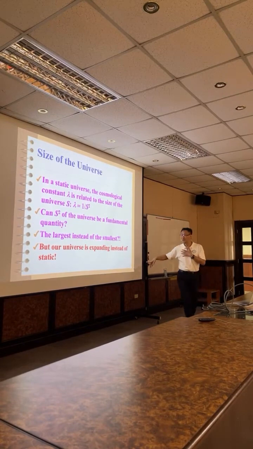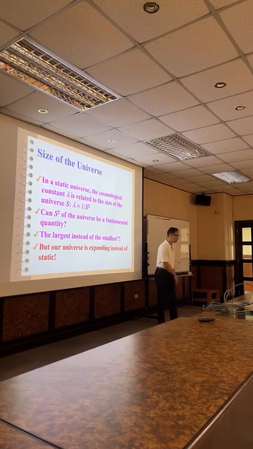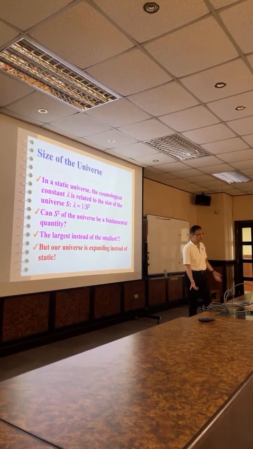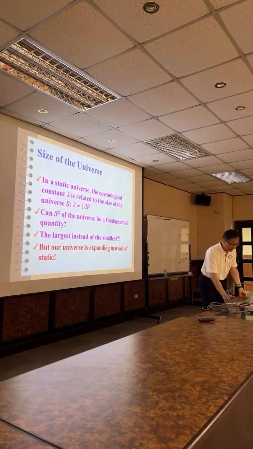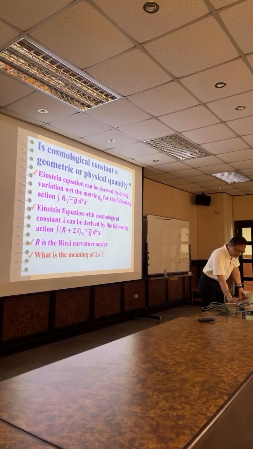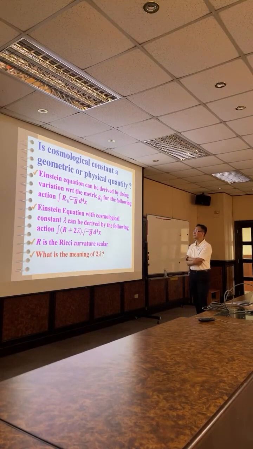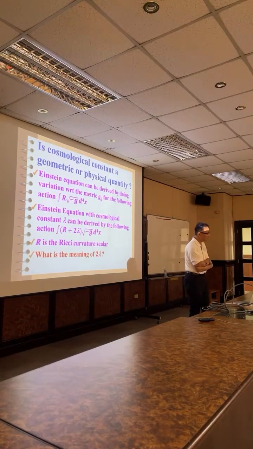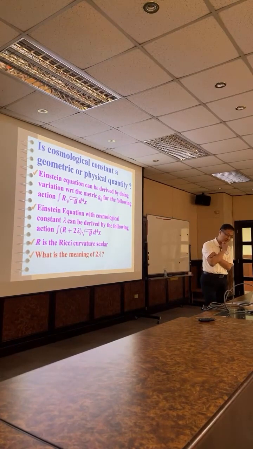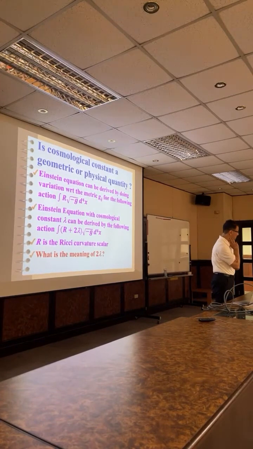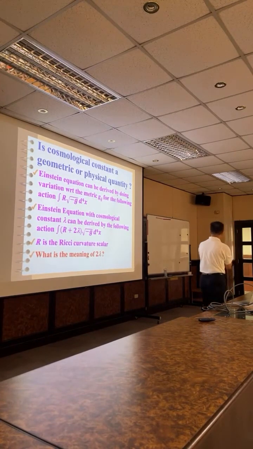Why? Because our universe is expanding, right? It's not static, so maybe it's not quite right to say it that way. But when you think about it, what is the cosmological constant? Is it some kind of physical quantity? People think of it more like dark energy. But actually we can consider lambda as some kind of geometrical property.